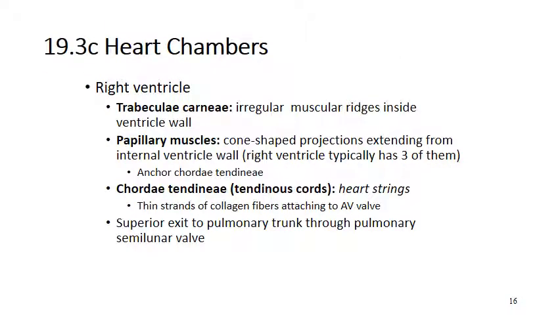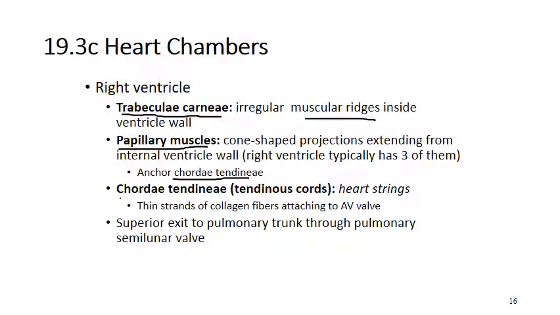Talking about the right ventricle, we have first the trabeculae carneae, which are the irregular muscular ridges inside the ventricle wall. So when you opened the heart up, you should have easily seen all those ridges. Then, of course, the papillary muscles, you can see those as well. They look similar to muscles, but they have much more of that papillae shape, that cone-shaped projection. And they're also connected to the chordae tendineae.